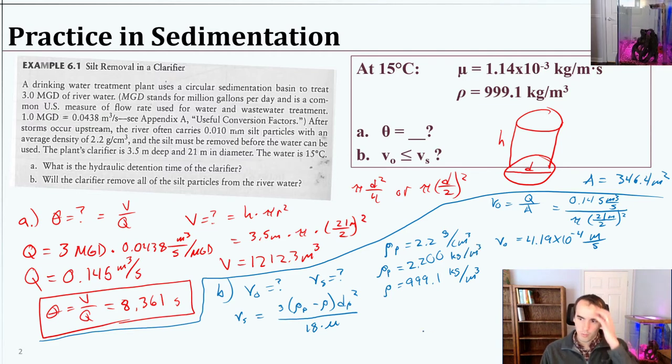Now, to get there, what you have to do is say 2.2 grams per centimeter, and then you'd want to multiply this by 1 kilogram per 1,000 grams, and multiply that by 1 cubic meter per, oops, excuse me, wrong way.